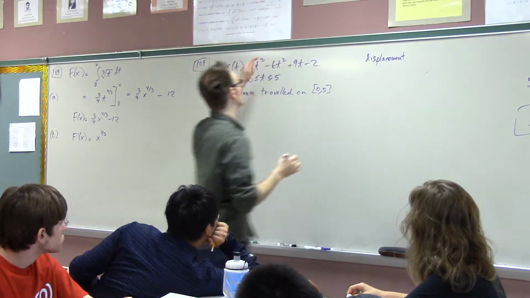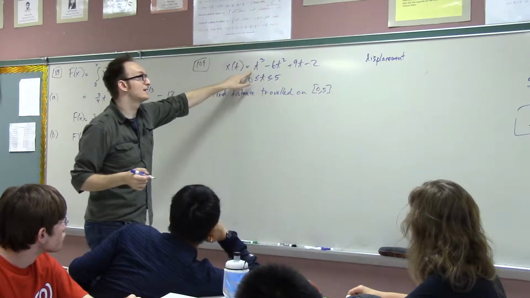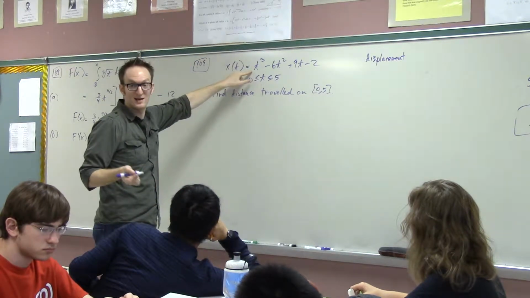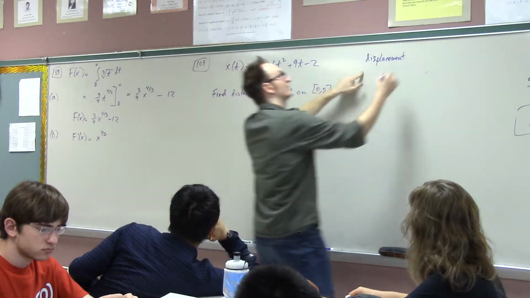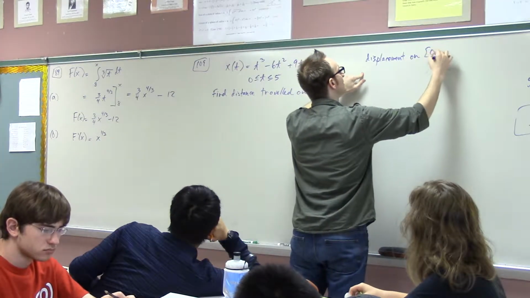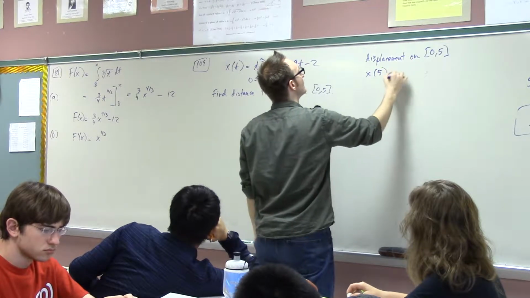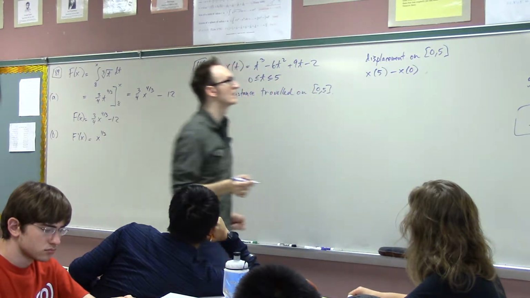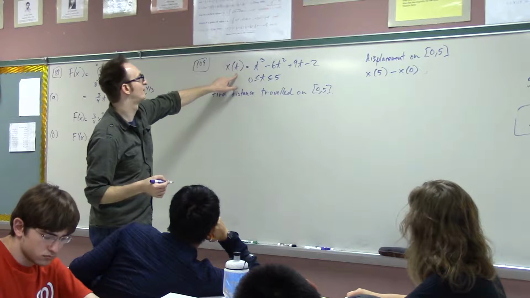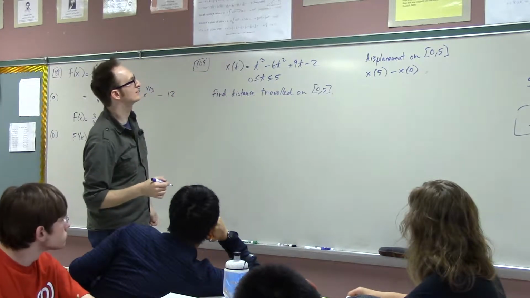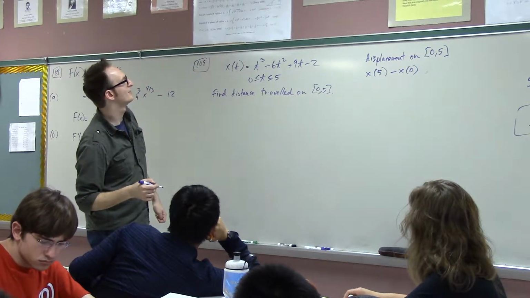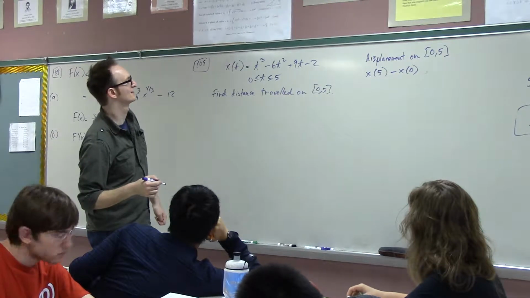Well, they're giving me the position function, and so the displacement is not a difficult question to answer. The displacement on the interval 0, 5 is just x of 5 minus x of 0. And what is x of 5? Okay, let's give me some big numbers. Someone do it. I'll do it, I guess.